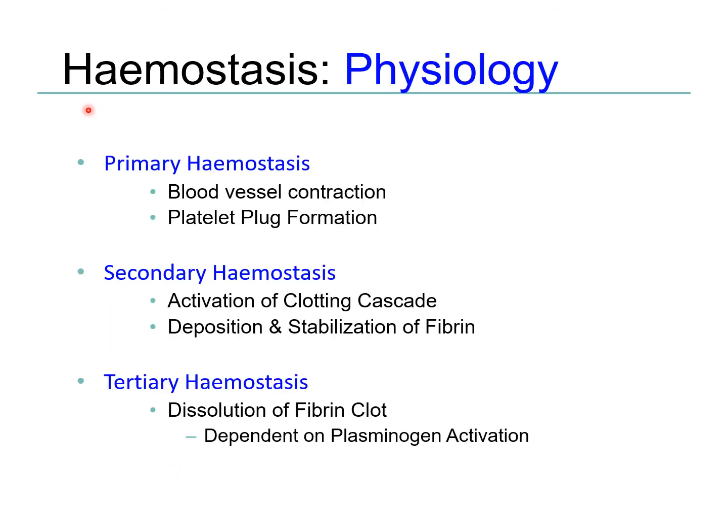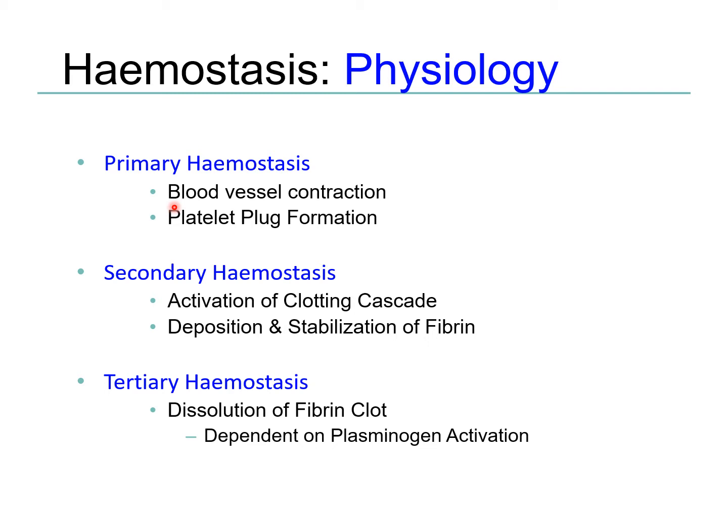You would know from your physiology knowledge that hemostasis is the arrest of bleeding and is classically described in three stages: primary, secondary, and tertiary hemostasis. Primary hemostasis is initiated immediately following blood vessel injury and involves two mechanisms. First is the blood vessel contraction, particularly the arterial vessels, which contract to limit the loss of blood.